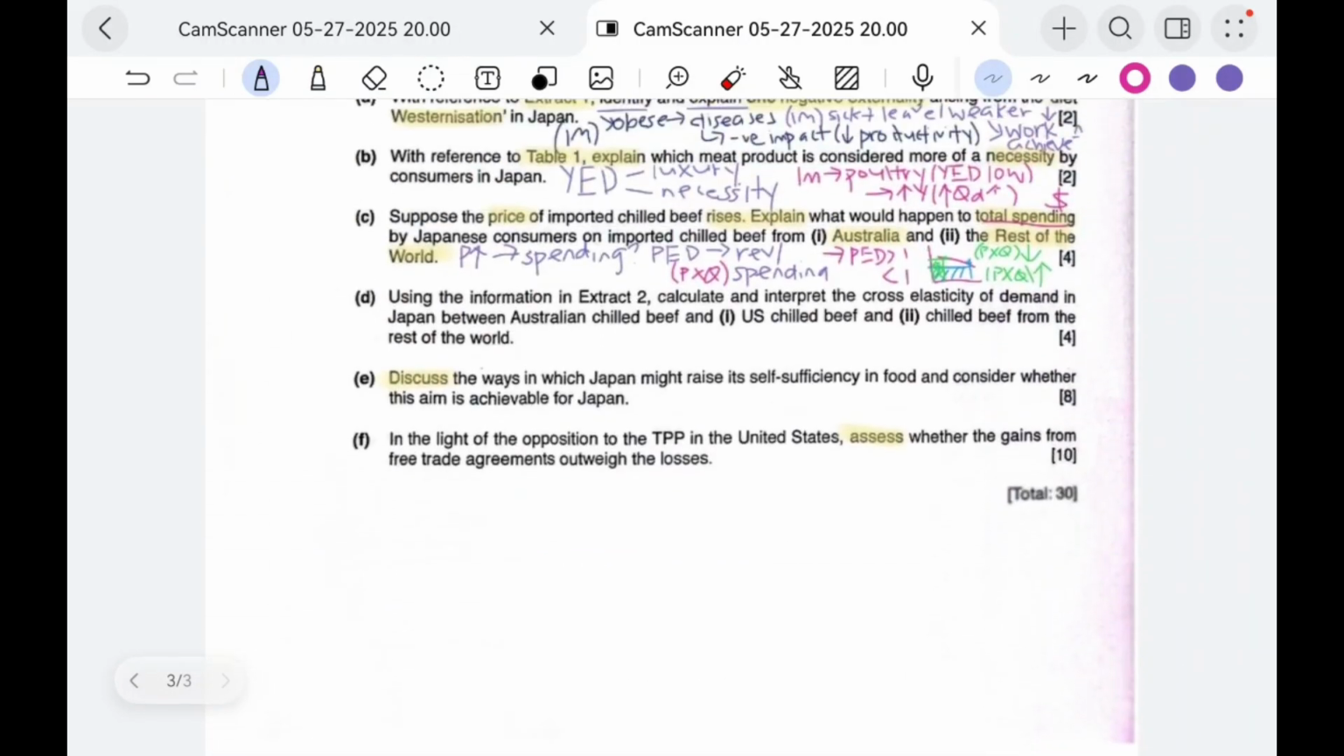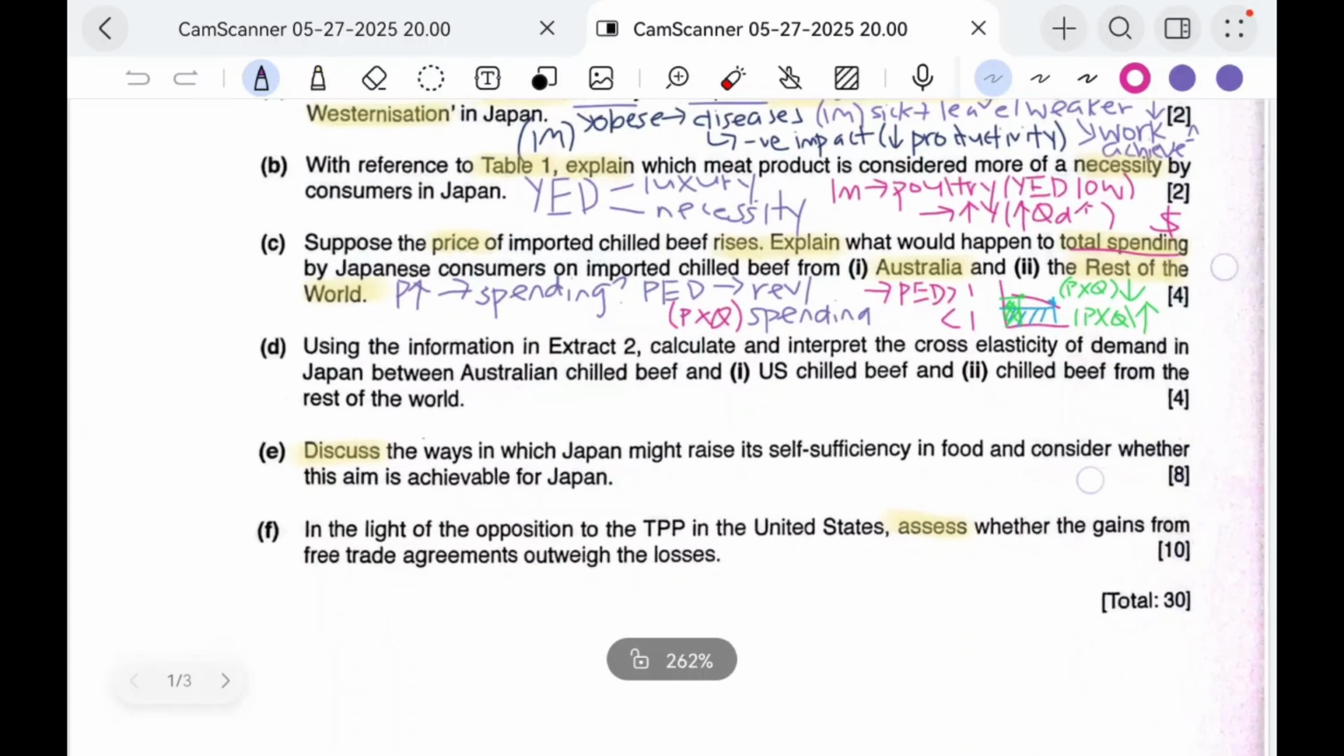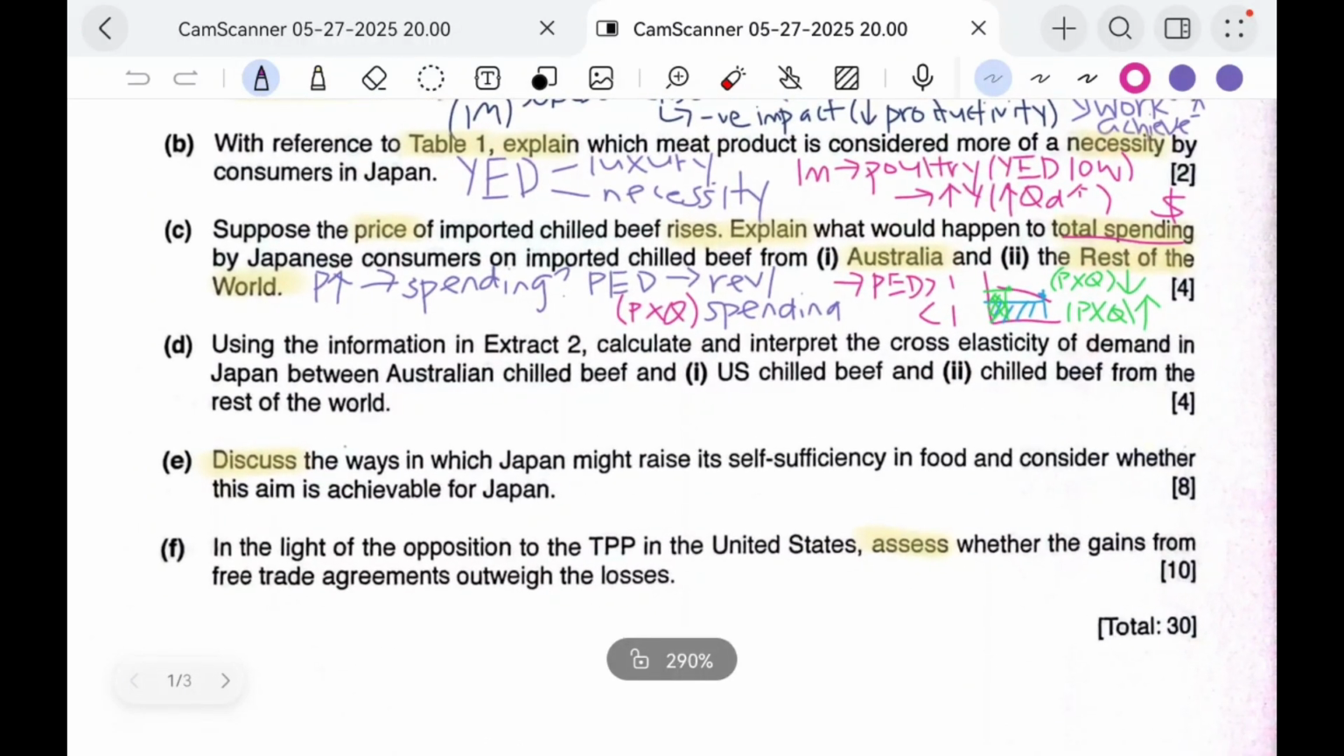Yeah, it should be comprehensive, because we talk about identifying the different PED for Australia and the rest of the world, and then we use each scenario, when it is more than 1 or less than 1, to talk about the impact to your total spending. So always make sure that you define that total spending or revenue is P times Q. So when you draw the graph, the examiner will know that I use a P over Q graph. I forgot to label here, but this is your P over Q. Then it will make sense.